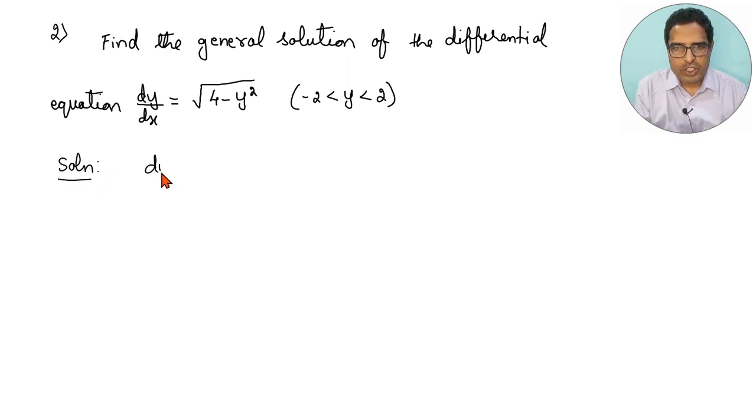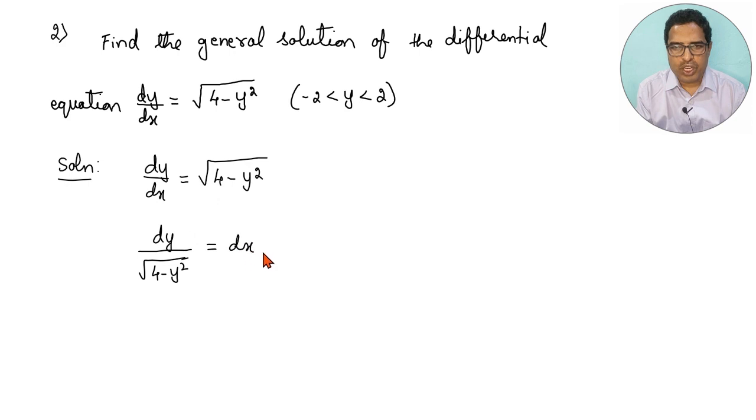So we have the differential equation dy by dx is equal to root of 4 minus y square. Let us try to separate the variables. This root of 4 minus y square is in terms of y, so let us take it along with dy. I'll cross multiply this one, retaining dy as it is, so it becomes dy divided by root of 4 minus y square. I'll send this dx to the other side, and we get it equal to dx.